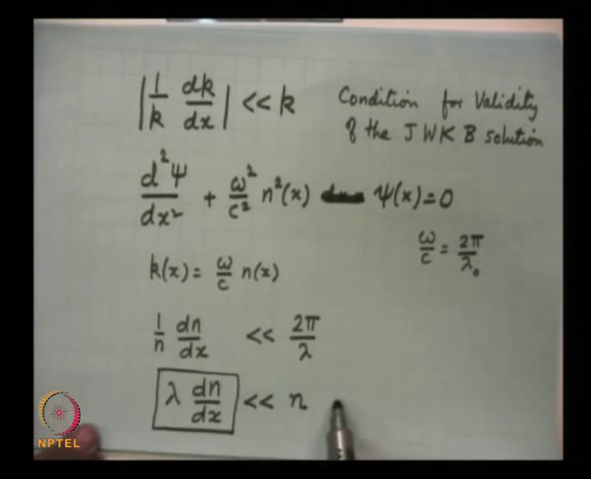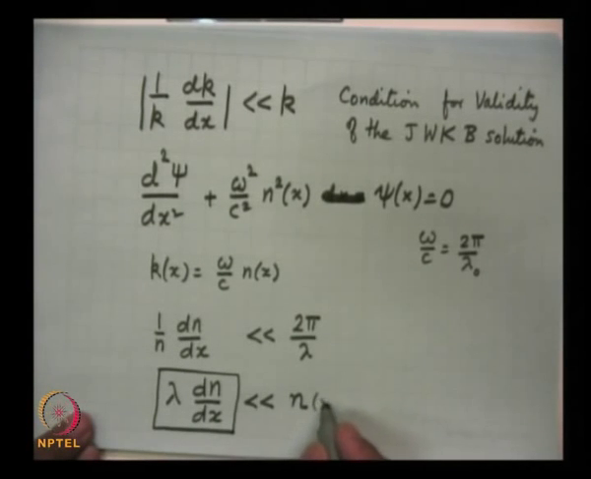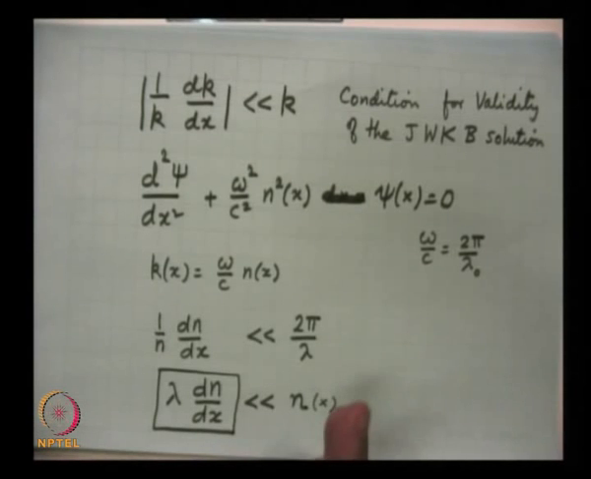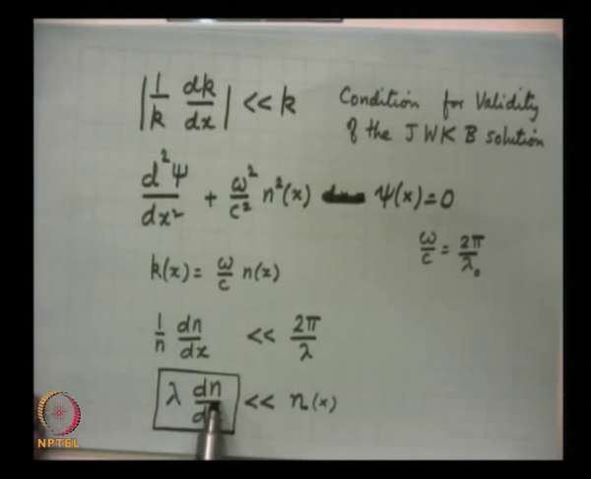So this condition tells us that if the refractive index changes slowly, then my WKB solution is valid. The question is how slowly? The answer is that the change in the refractive index, delta n of x, in a distance of the order of the wavelength, should be small compared to the refractive index itself.